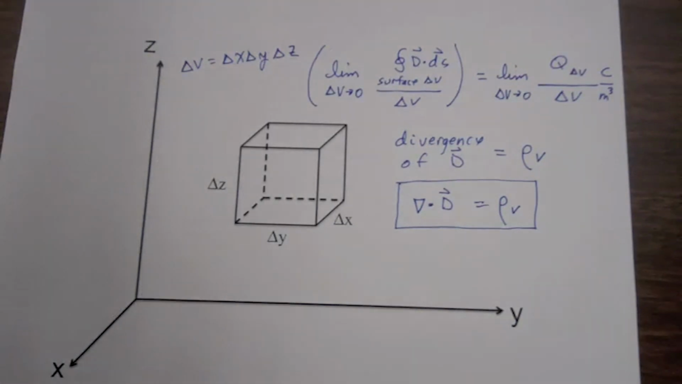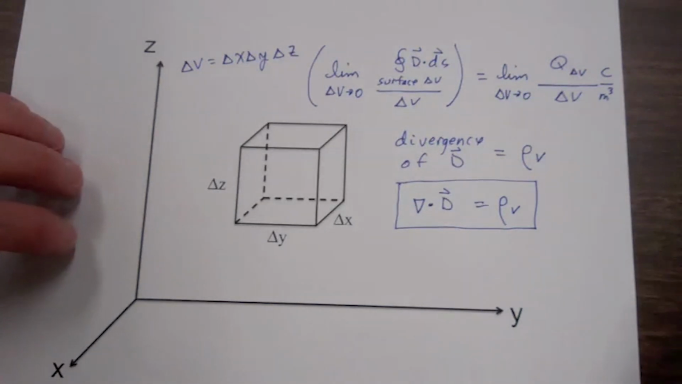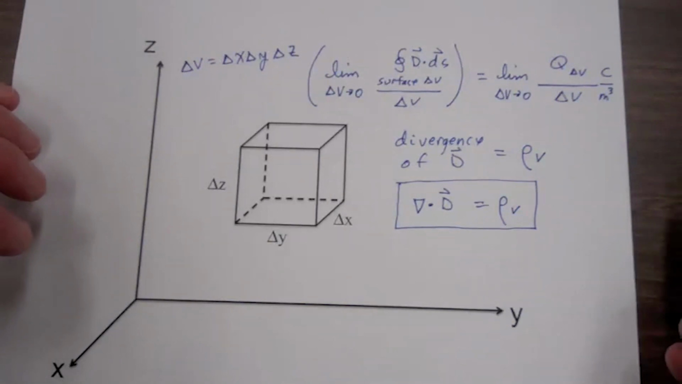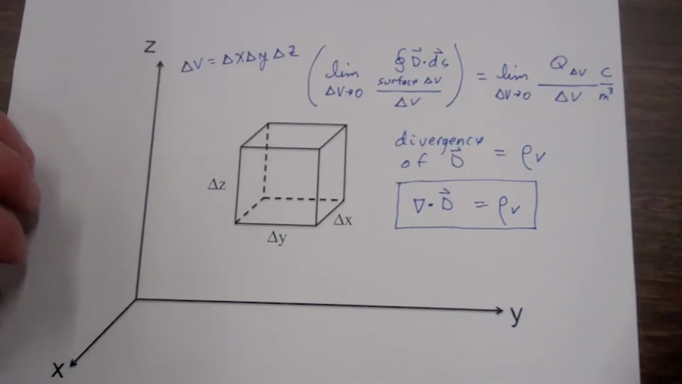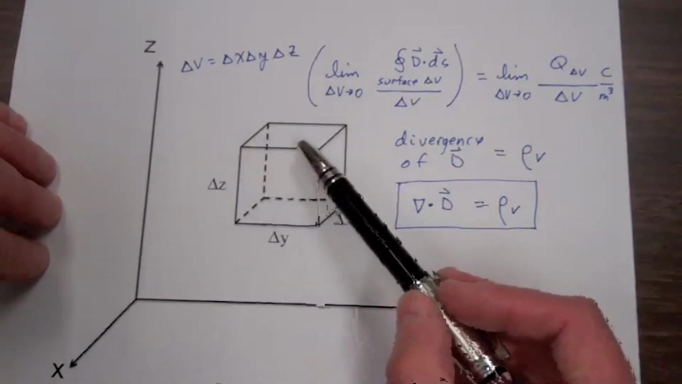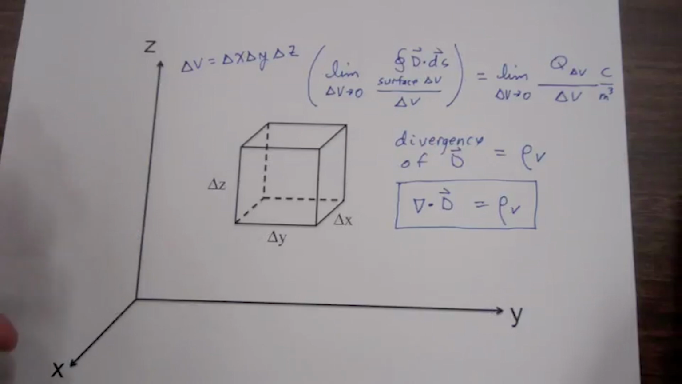In part one, we introduced the concept of taking the divergence of a vector field. What we're going to do now is look at the mechanics of how you would actually do this in Cartesian coordinates. So we're going to look at a differential volume in Cartesian coordinates, which will be a cube with sides delta x, delta y, and delta z.